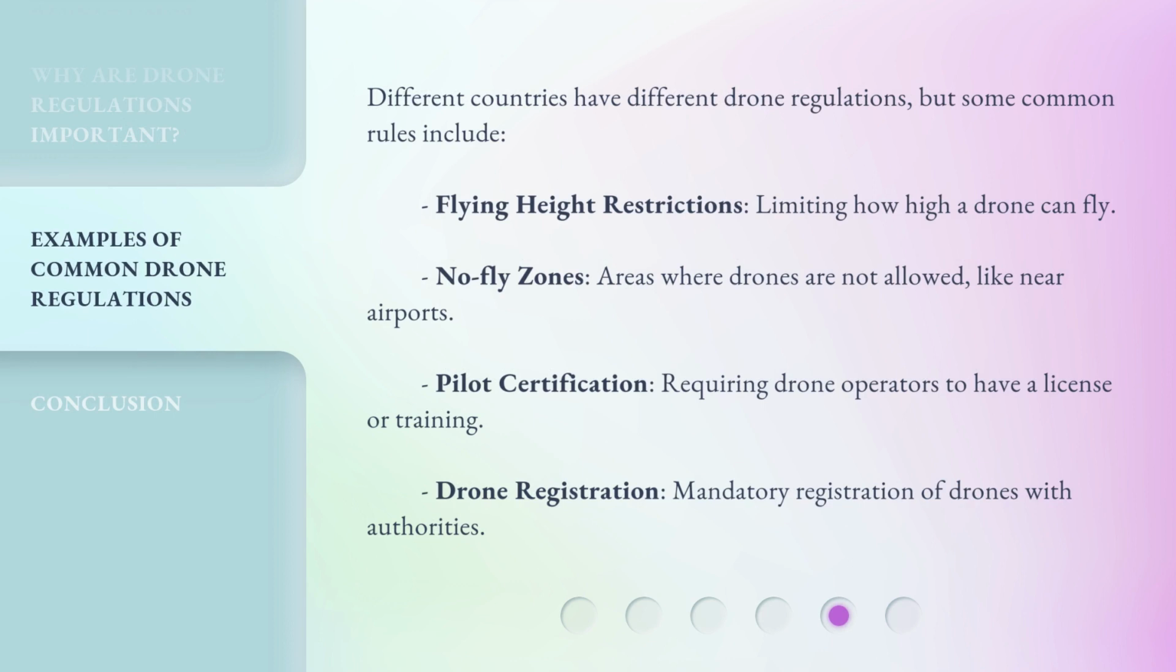Different countries have different drone regulations, but some common rules include flying height restrictions, limiting how high a drone can fly; no-fly zones, areas where drones are not allowed, like near airports; pilot certification, requiring drone operators to have a license or training; and drone registration, mandatory registration of drones with authorities.